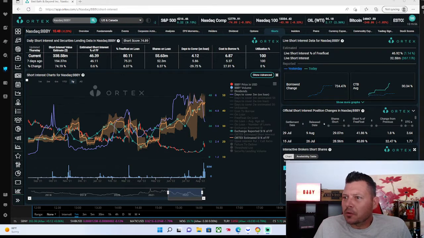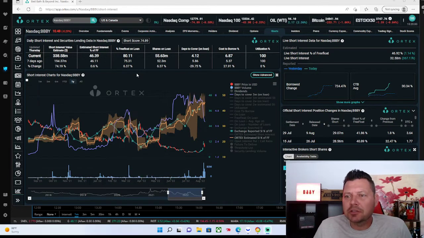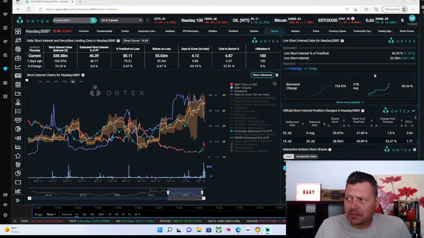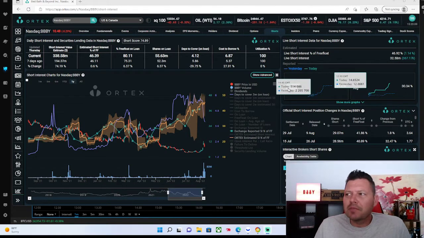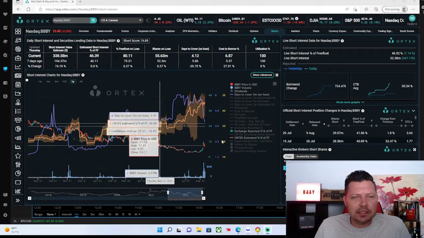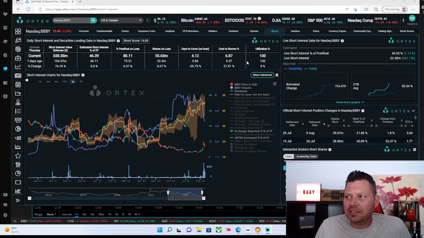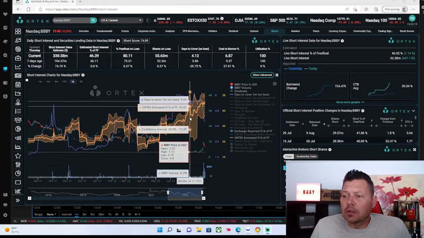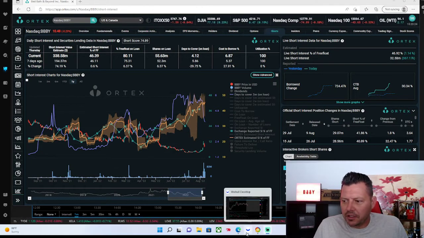Let's take a look at the Ortex to kick things off. Then we'll talk about the charts and consider Max Pain as well, just to see where we are sitting. Live short interest sitting at 46.92% of the free float. 32.58 million shares short as an estimate there. Cost to borrow sitting at 30.34%. Utilization supposedly 100%. So looking very good as far as a short squeeze type play would go.